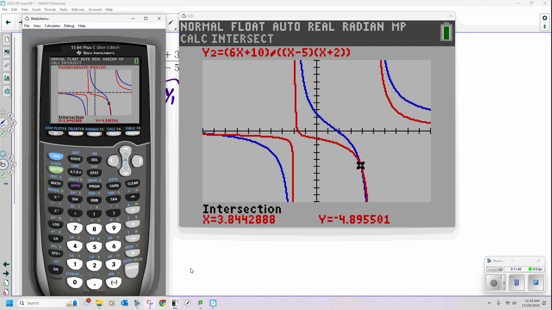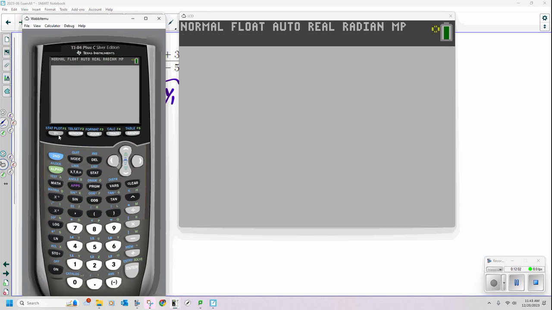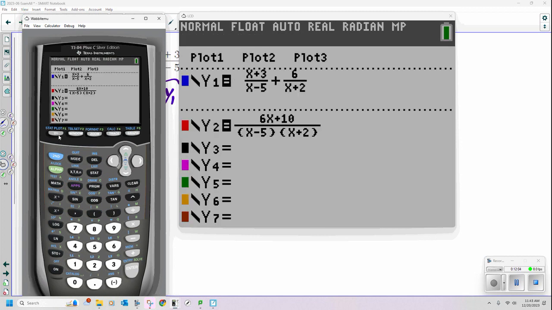It looks like 3.844 and negative 4.89. I only want the x-value. So it's 3.84. Did I put this in incorrectly? Let me see.